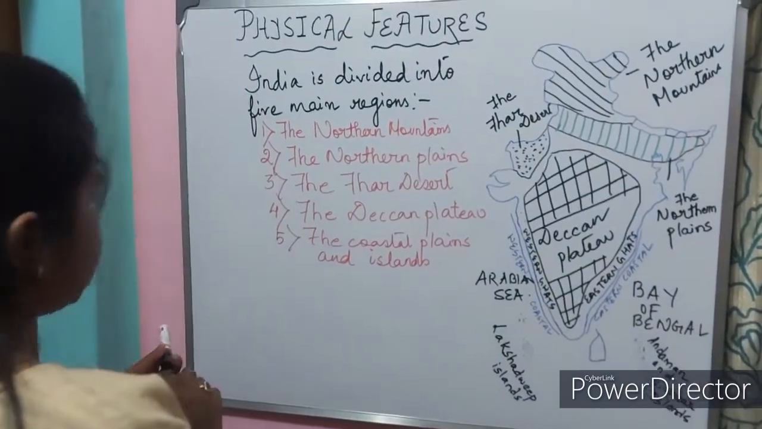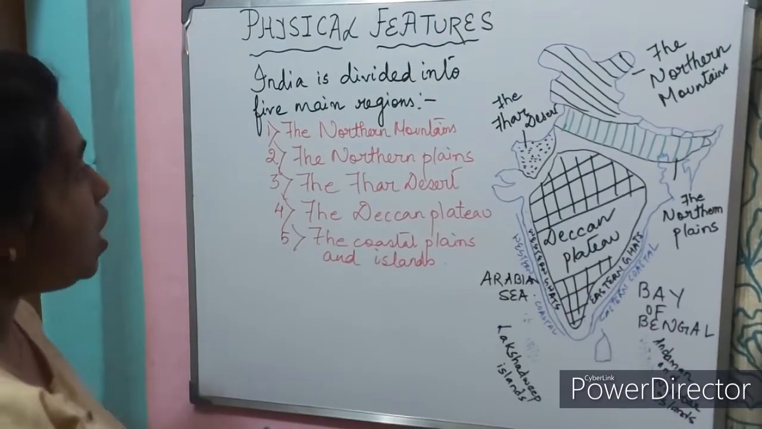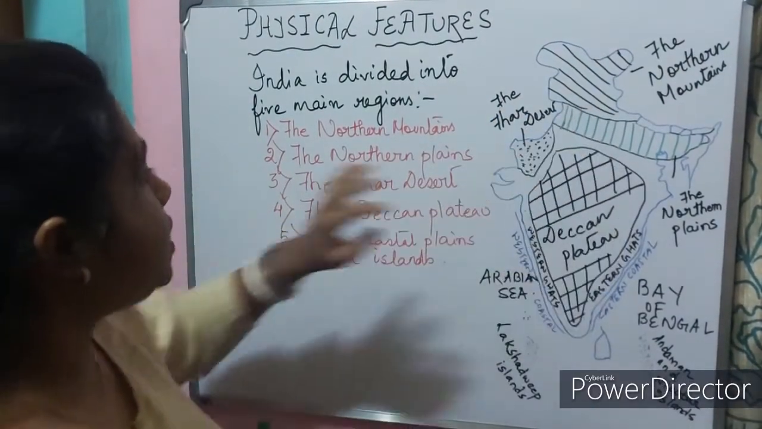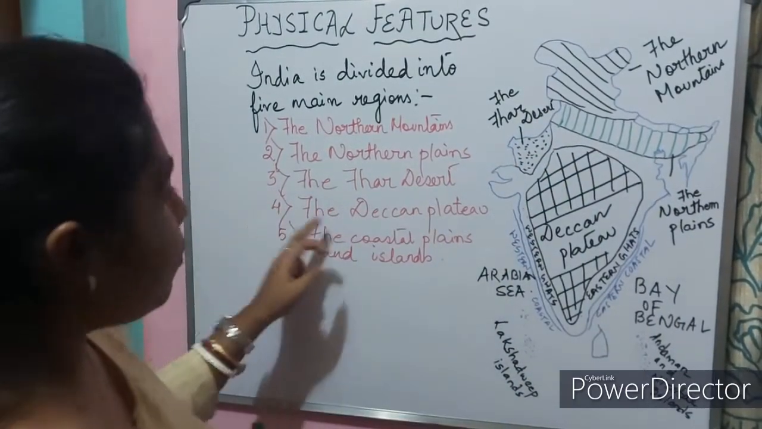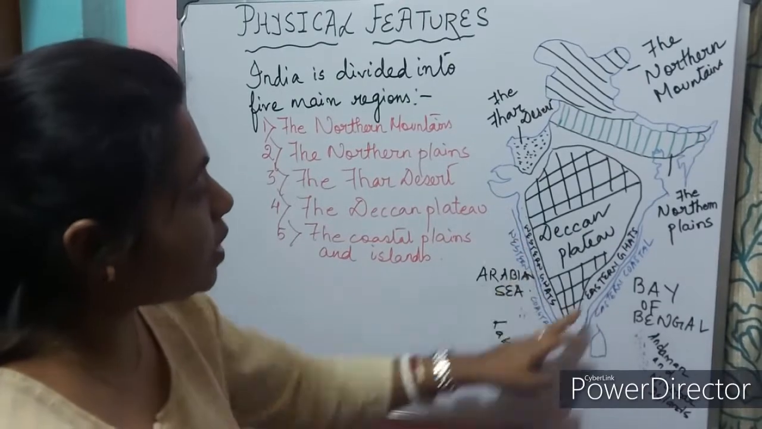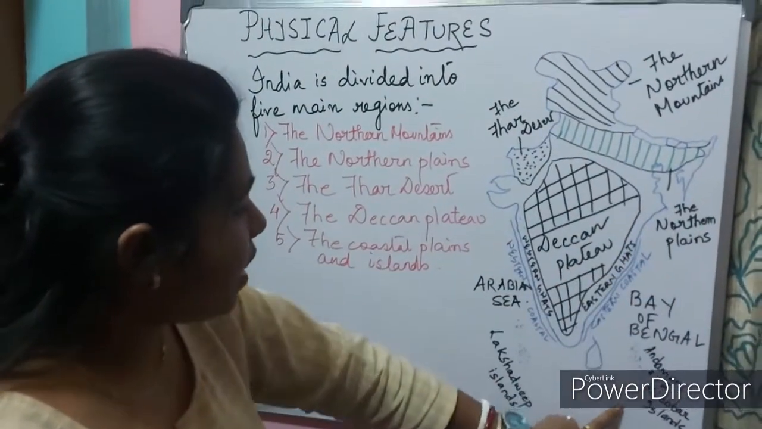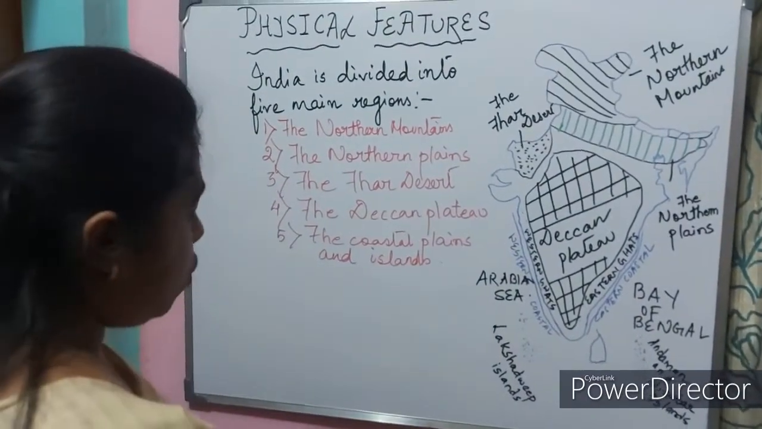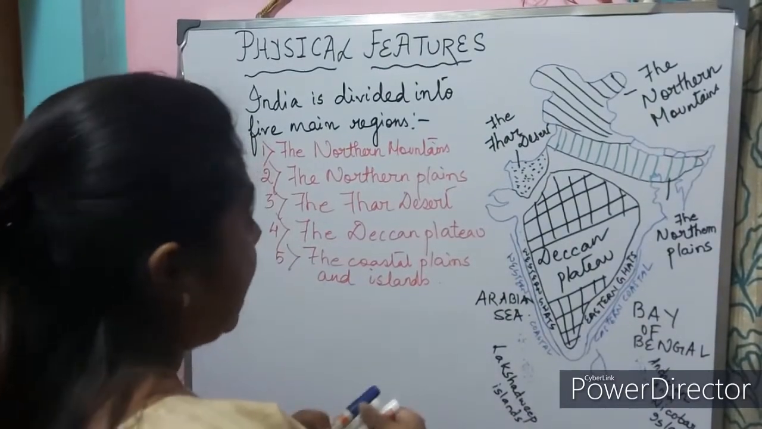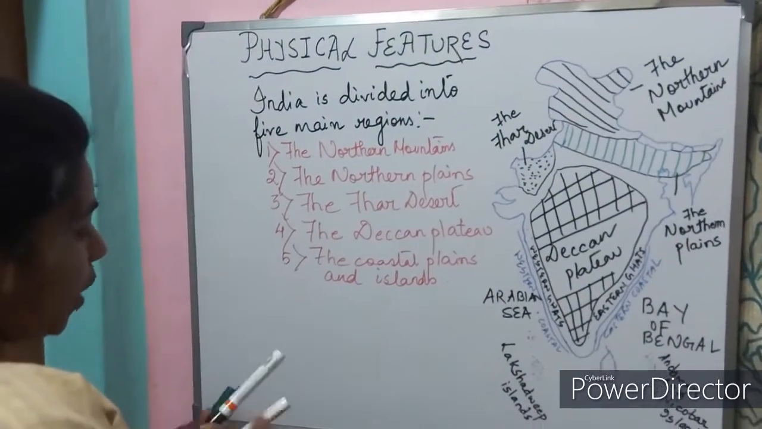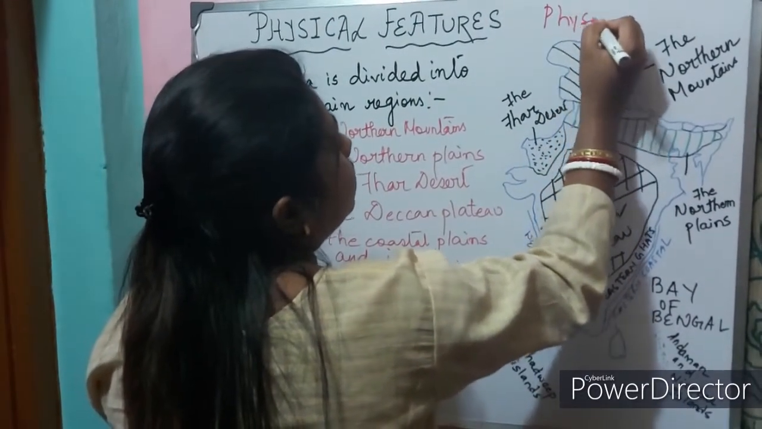So, on the basis of the physical features, India is divided into 5 main regions. Number 1, the northern mountains. Number 2, the northern plains. Number 3, the Thar desert. Number 4, the Deccan Plateau, where we have Western Ghats and Eastern Ghats. Number 5, the coastal plains and the islands. Now, what is this map called? You can say this is a map of India. We call this the physical map of India.